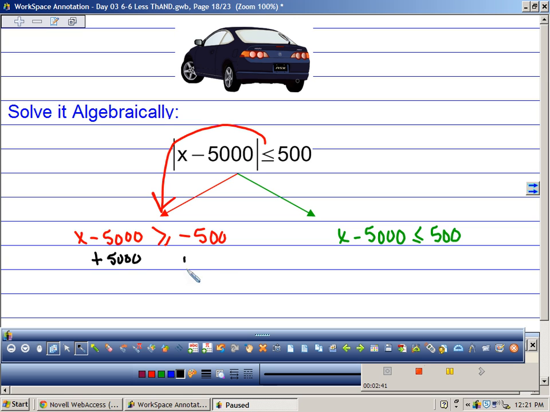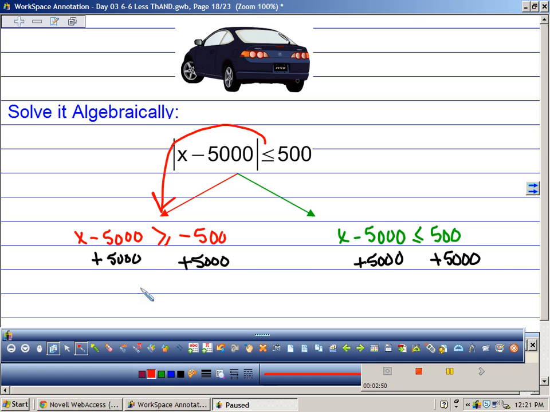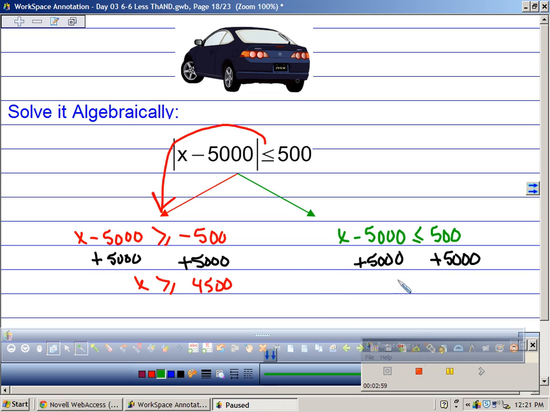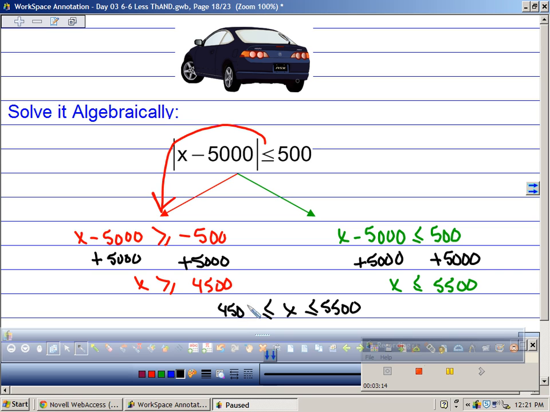So I would add 5,000 to both sides. Does it matter if I do it all at the same time? No, it doesn't matter. So X is going to be greater than or equal to 4,500, and X is going to be less than or equal to 5,500. And we normally see this written as X is between 4,500 and 5,500.